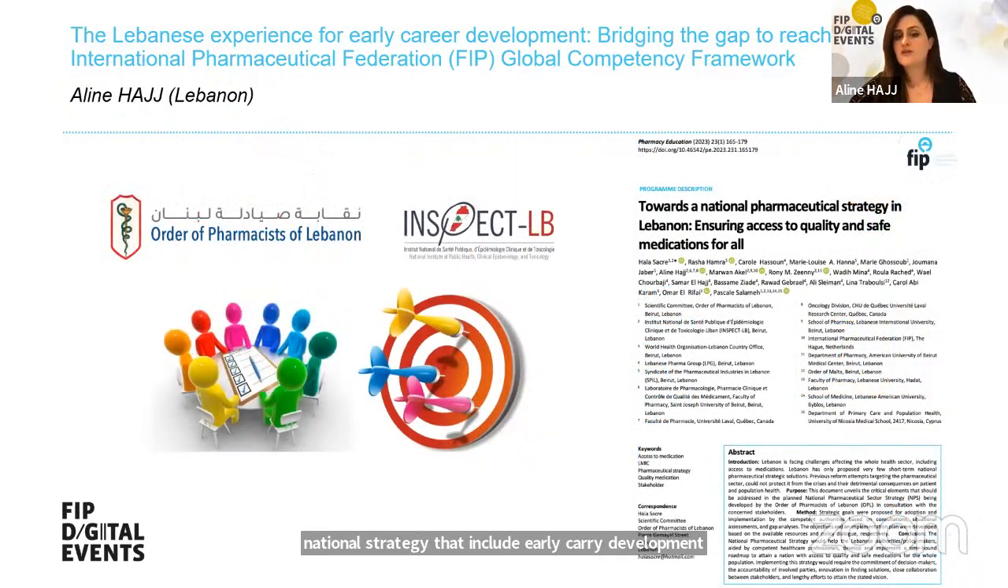And when we discussed this national strategy, I'm happy to say that our team and Inspect LB, along with the Order of Pharmacists, we've been able to have all stakeholders together to discuss and come up with a national pharmaceutical strategy that has been published this year in the pharmacy education as well, to ensure access to a quality and safe medication to all. Unfortunately, we still need to have a clear strategy on how to implement it at the national level.